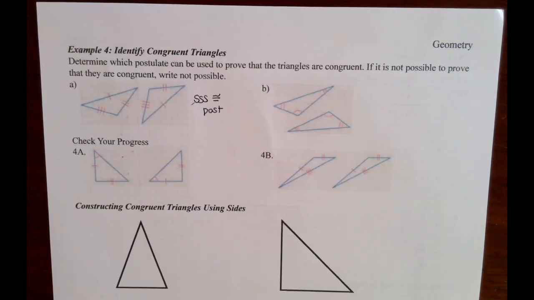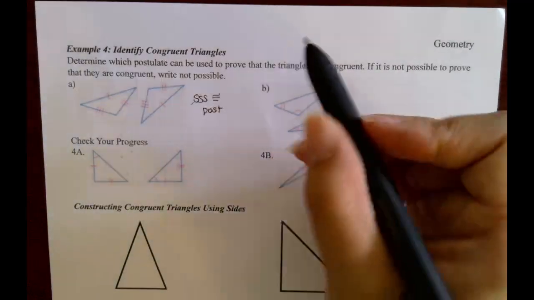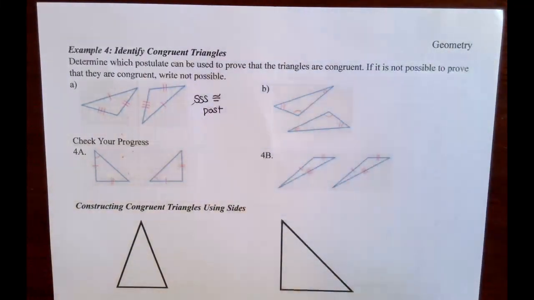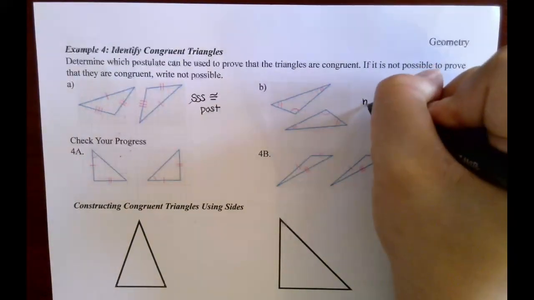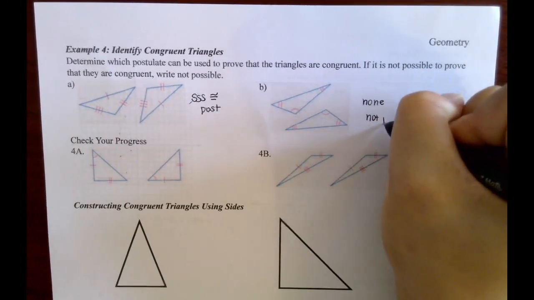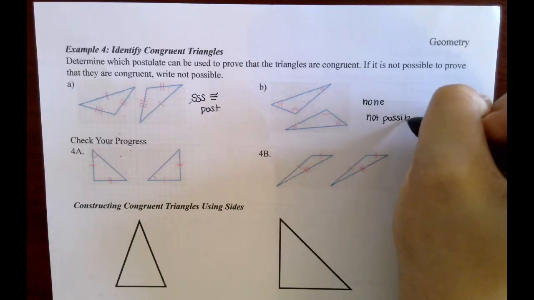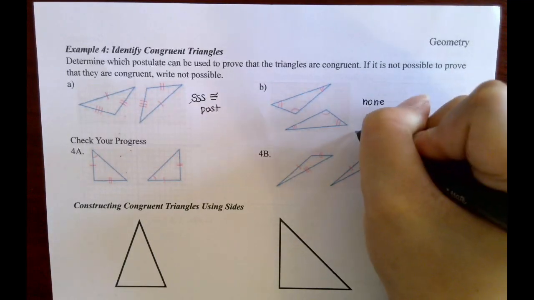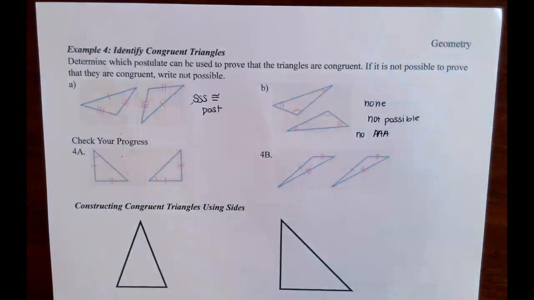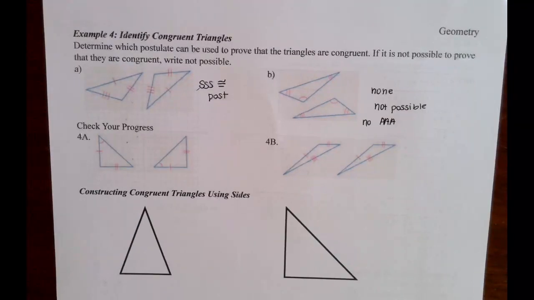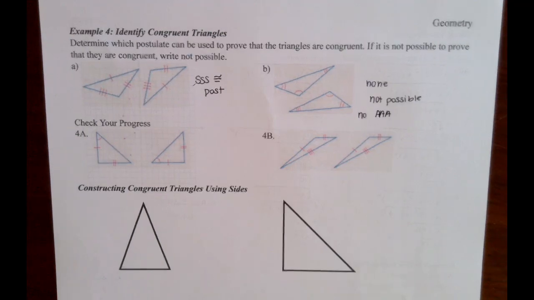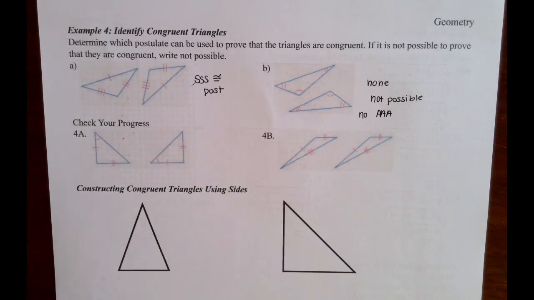Okay. For here, we have angle, angle, angle, angle, angle, angle. There isn't an angle, angle, angle. So that means we can't prove it. None. Not possible. We don't have an angle, angle, angle. We don't have that. Not for congruence. Okay. So why don't you try 4A and 4B, and then come check your answer.